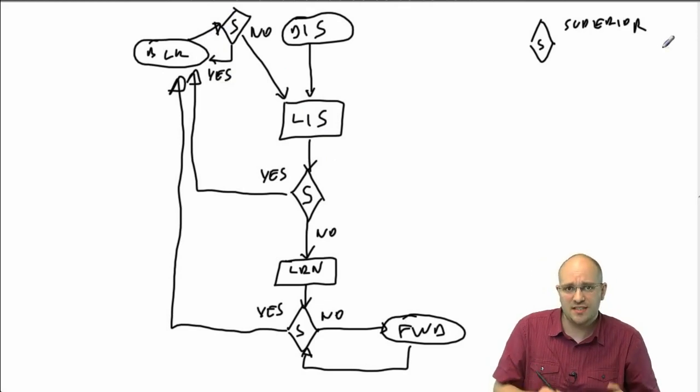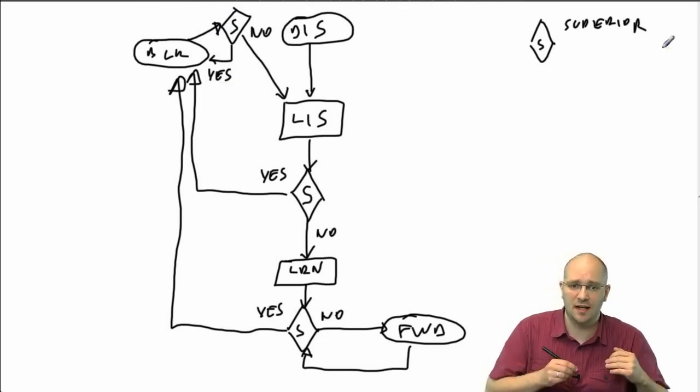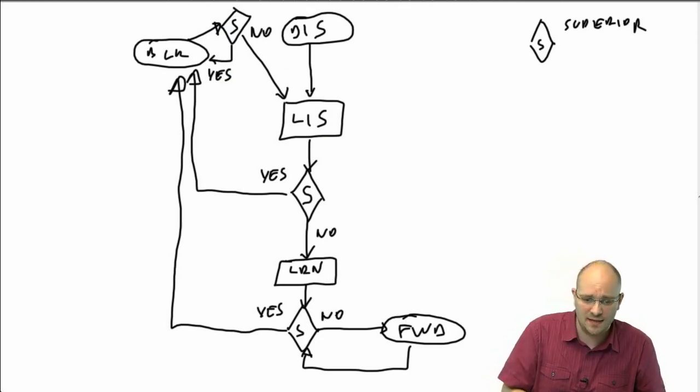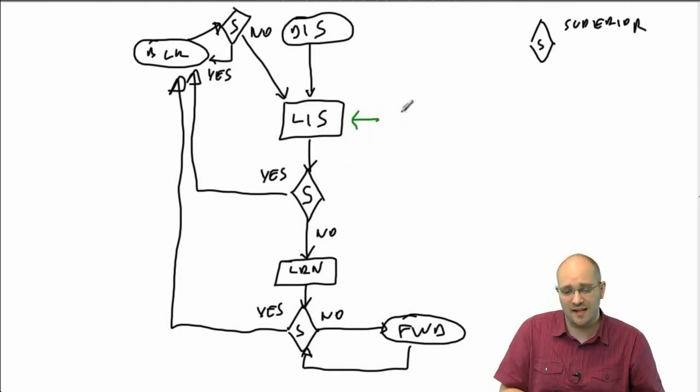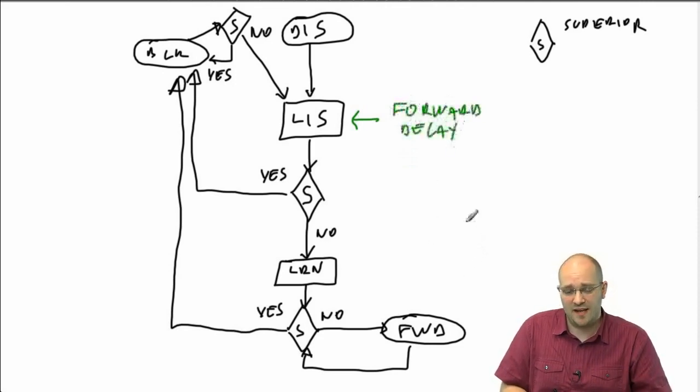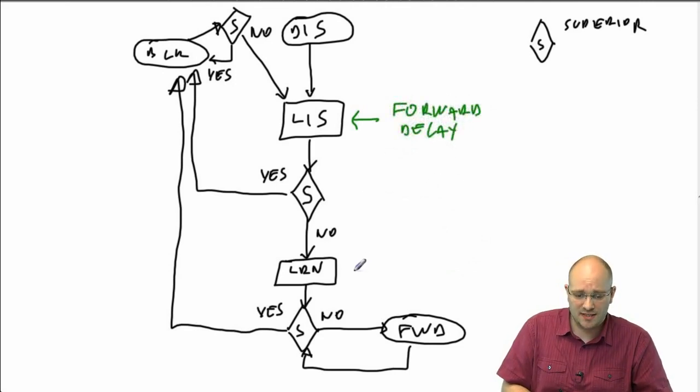But these transitions between states, between listening, learning, forwarding, and blocking, are not immediate. What is happening here is that when the port is in a listening phase, it is going to spend forward delay time in this phase. Once the forward delay timer expires, we are going to transition into a learning phase. And again, the learning phase is going to last for forward delay time.